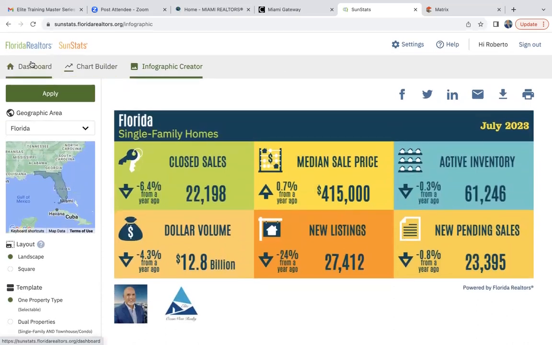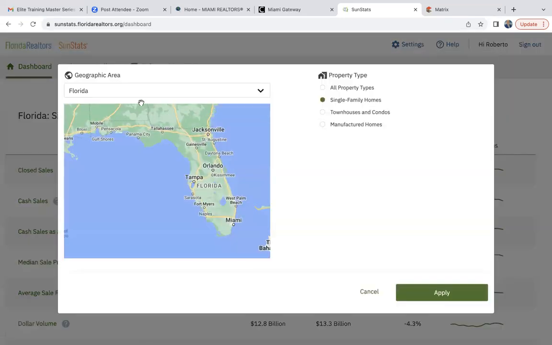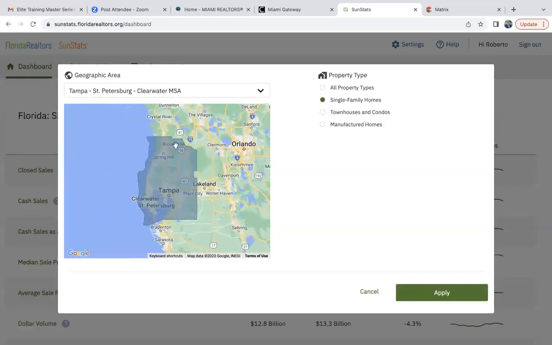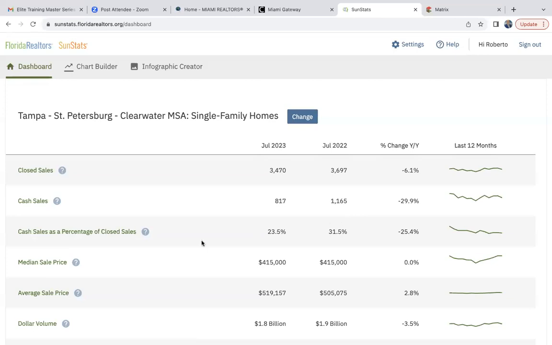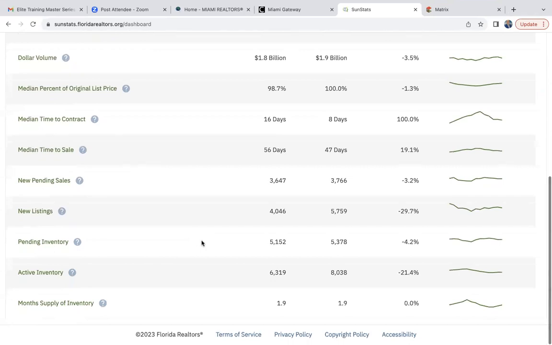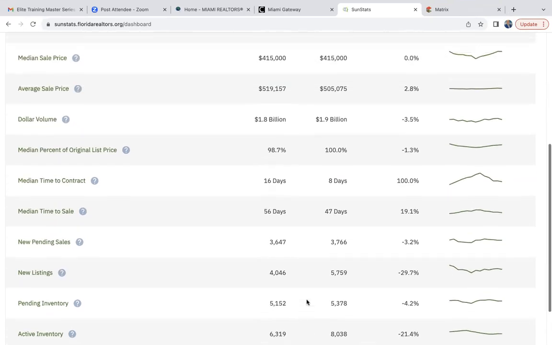All right. Now, what's cool about SunStats is that it is statewide. So I'm going to go to dashboard here, and let's say we wanted to study the Tampa area. We're going to put in Tampa, and we're going to do the entire Tampa, St. Petersburg, Clearwater area, for single family homes. Click on apply. Tampa, for example, is coming in at slightly less than 2 months of inventory.